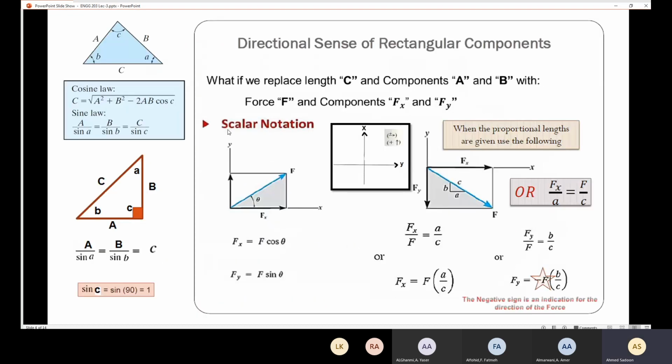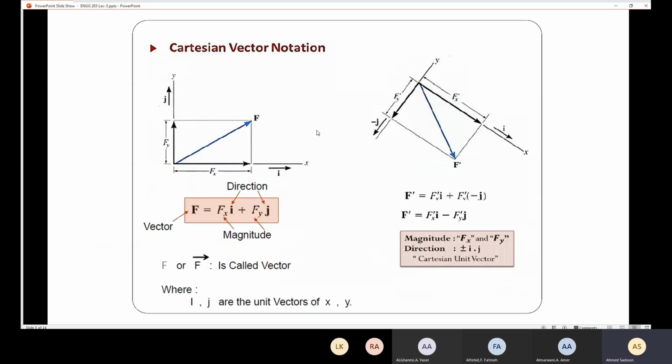Now we talk about the scalar notation. Also, we are going to talk about the Cartesian vector notation. We have two methods in order to express the rectangular components. In this method, the x direction is going to be referred to by the letter i. So the letter i means the force is in the x direction. i is called the unit vector of the x direction, and j is the unit vector of the y direction.